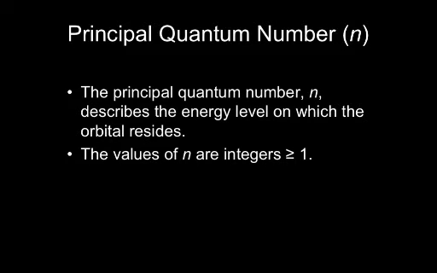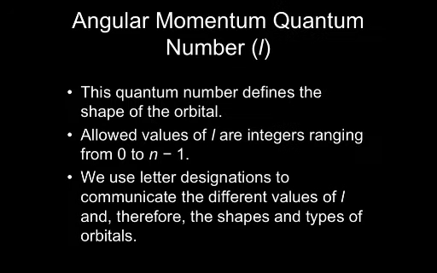The first quantum number is very similar to the energy levels of Bohr. It's notated with an n, and this describes how far away from the nucleus the electron is. n equals 1 is going to be very close to the nucleus, then n equals 2, n equals 3, n equals 4. The bigger the value of n, the further away from the nucleus, and also the more energy that electron would have.